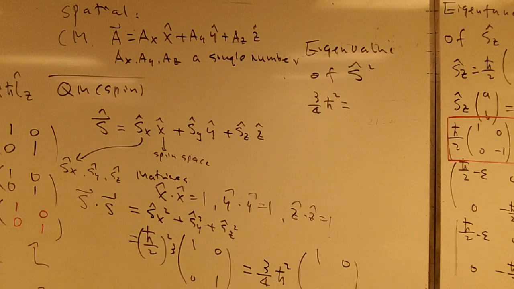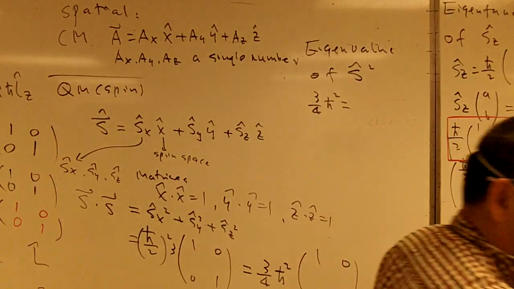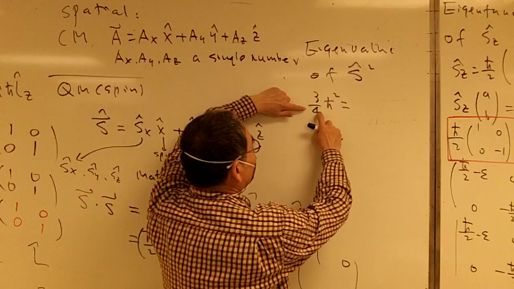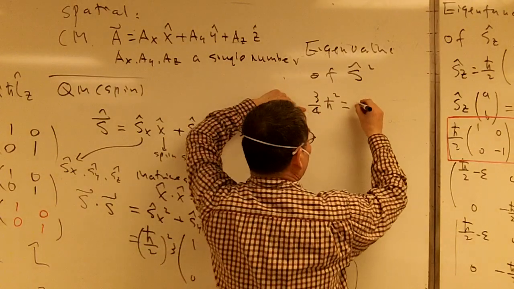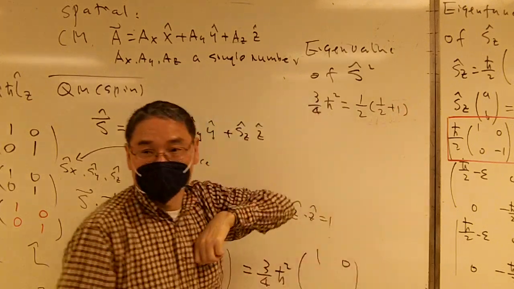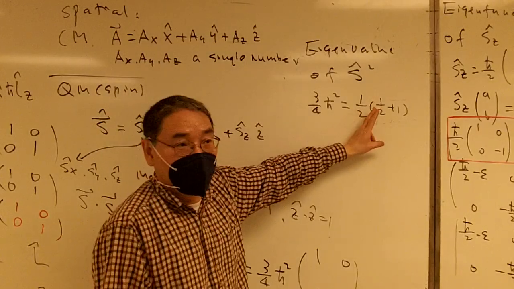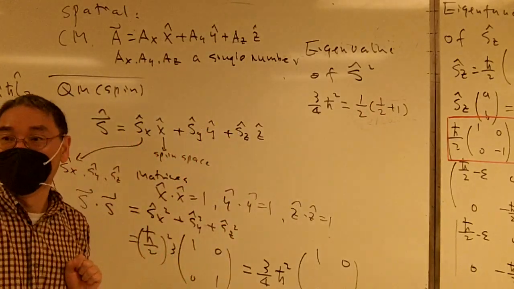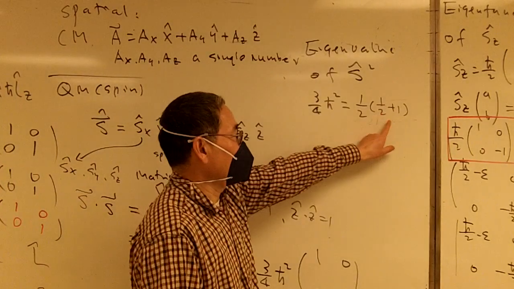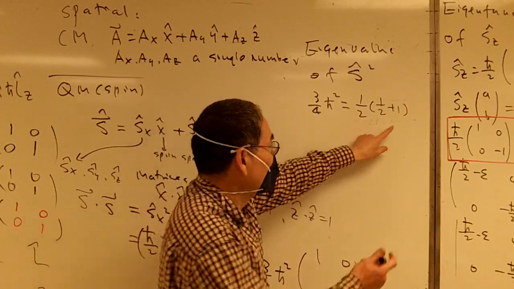And then you say, well, Dr. Zhou, that's the end of it. I like it. So that's 3 quarters. Not quite. I want to move one step further. Folks, 3 quarters can be written as 1/2 times 1/2 plus 1. Sure? Okay. So you good? That's 3/2 times 1/2, of course, that's 3 quarters, h bar squared.